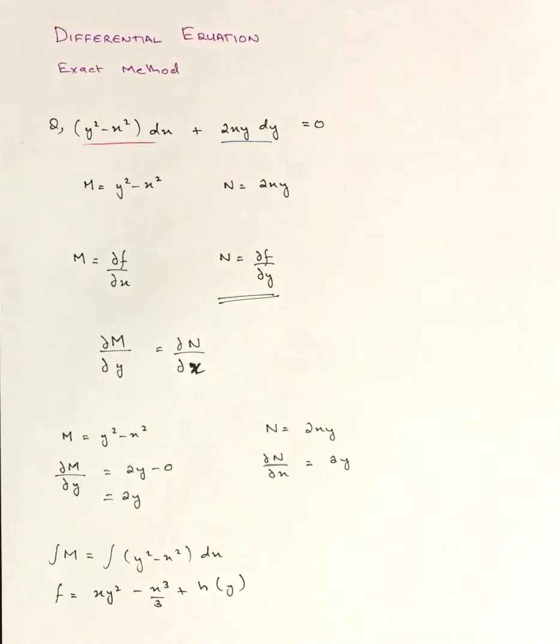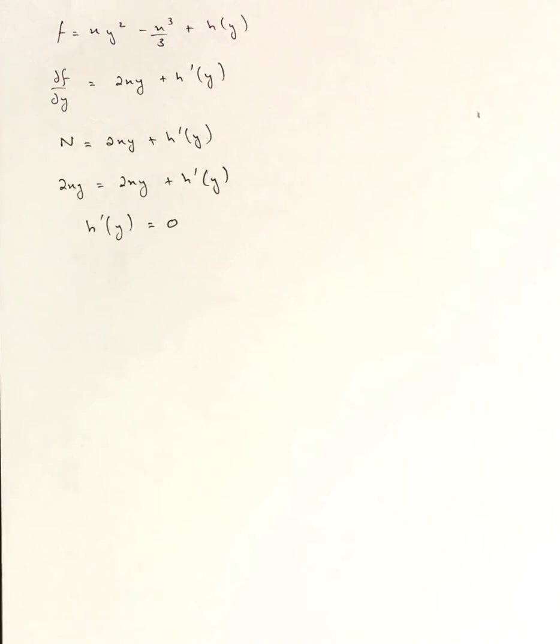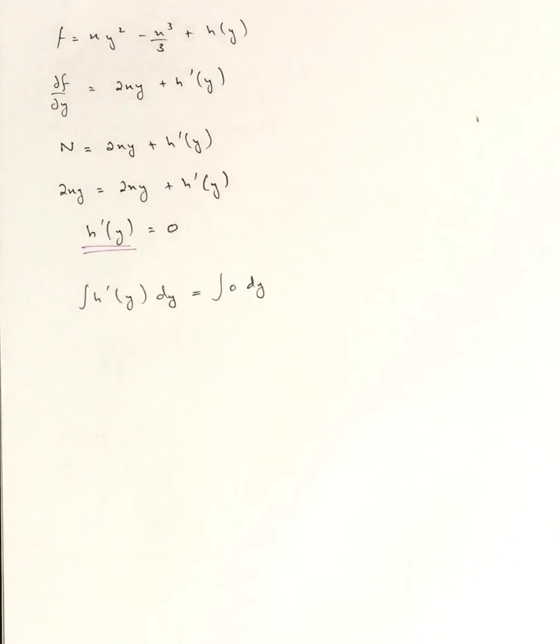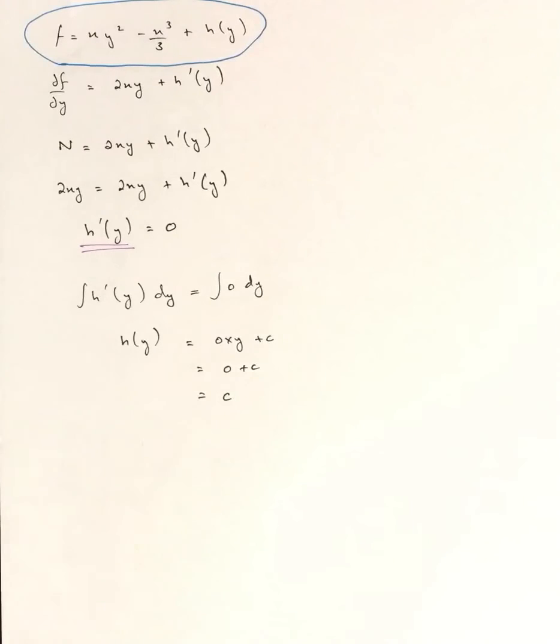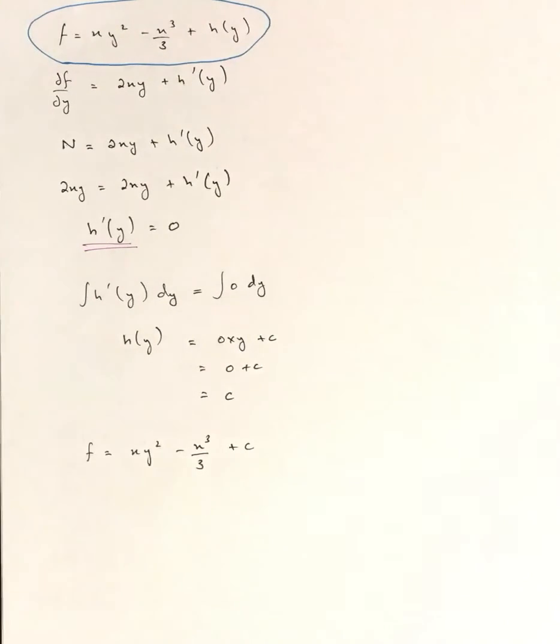Since we need to find h(y), we will have to integrate h derivative of y. This will give us h(y). So integrating h derivative of y, we get a constant. Now we will replace the value of h(y) in the equation f is equal to xy square minus x cube upon 3 plus h(y). This gives us f is equal to xy square minus x cube upon 3 plus c. This is our answer, and that is how we solve a differential equation with the exact method.